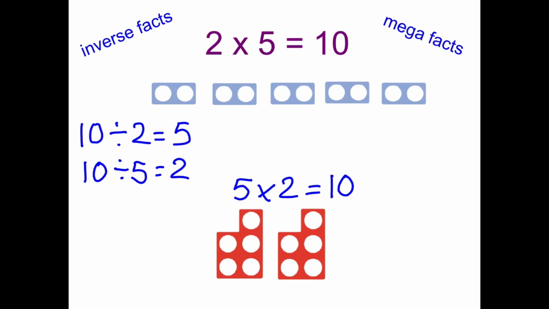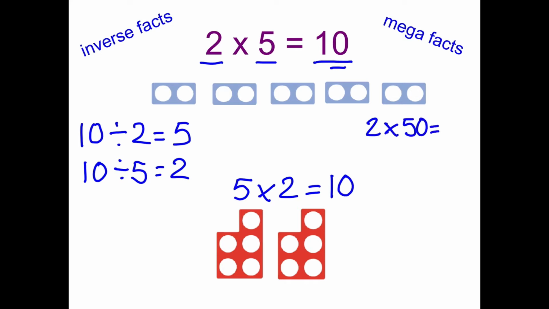Now, because 10 is a 2-digit number, we've got a 1 digit times a 1 digit makes a 2-digit number. It makes the mega facts a bit more tricky, and you have to really watch the zeros, because remember, you've already got a 0. 10 already has a 0. So let's try one that you might already know. Let's try 2 times 50.